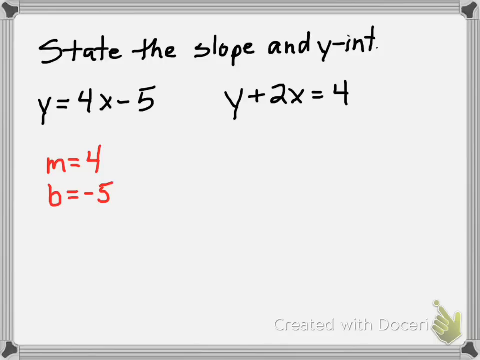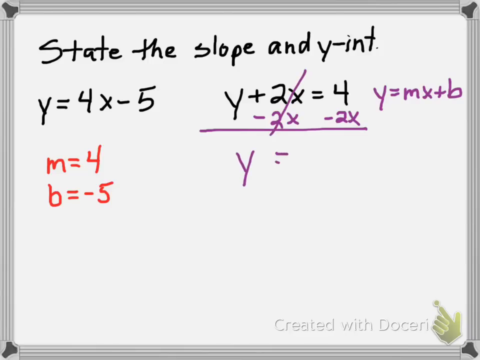Now, the second one is not ready yet, because this doesn't look like y equals mx plus b. So we're going to have to make this look like y equals mx plus b. The 2x is on the wrong side. So I've got to move this 2x to the other side. I need it to look just like this equation. So I've got to move that 2x. I move a plus 2x by subtracting 2x. And that gives me y on the left. And it gives me negative 2x plus 4.